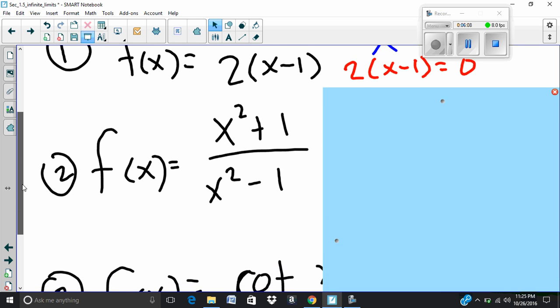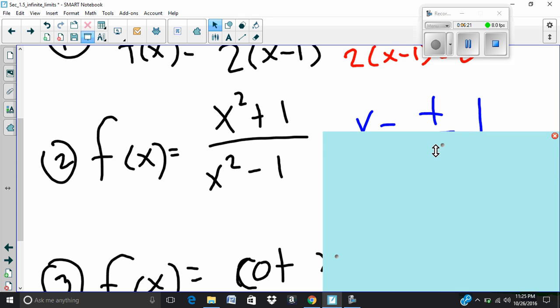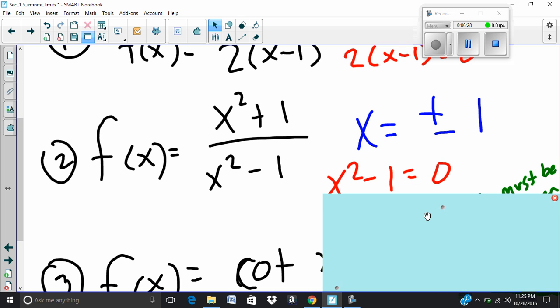So we've got a couple other examples here for you. Try this second one on your own here briefly. If you want to pause, pause. Okay, we're back. So hopefully you took that denominator, you set it equal to 0, you solved, and you got not just 1, but also negative 1. And that's where your vertical asymptotes would be located.